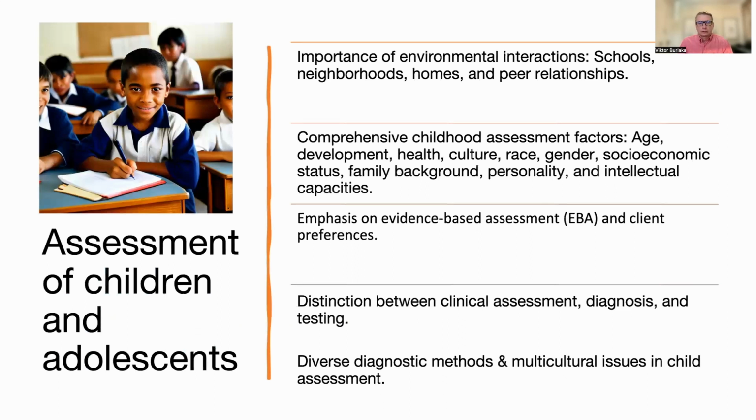The module we're going to talk about will focus on assessment techniques with child and adolescent populations. Environmental interactions are crucial in schools, neighborhoods, homes, and with peers. So conducting a comprehensive childhood assessment involves considering various factors like age, development, health, culture, race, gender, socioeconomic status, family background, personality, and intellectual capacities.